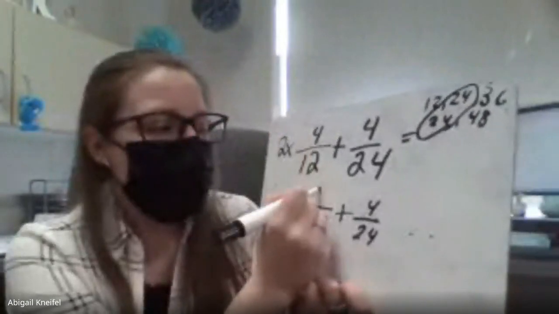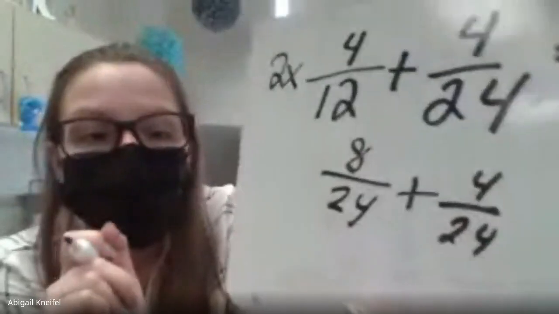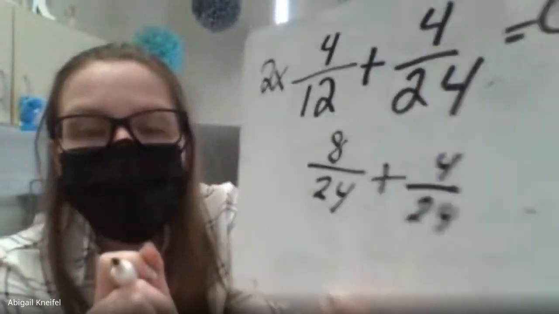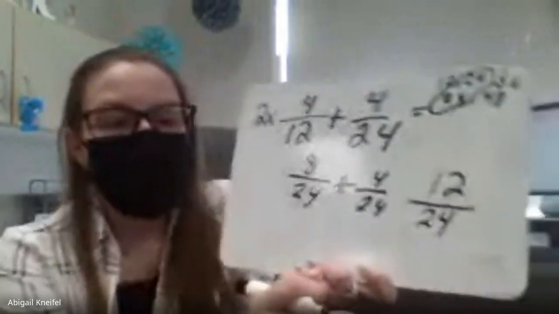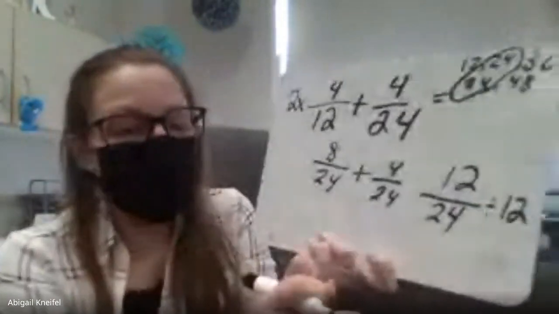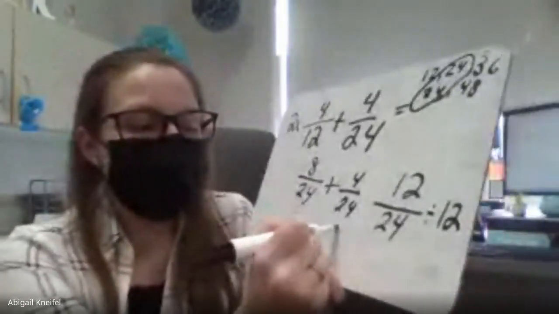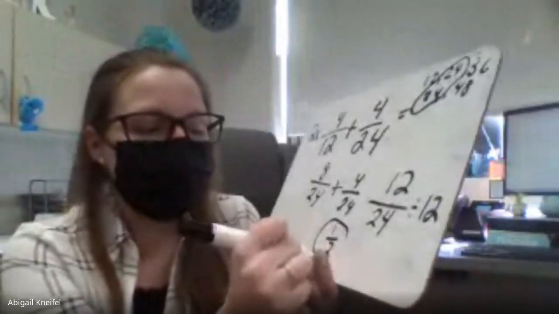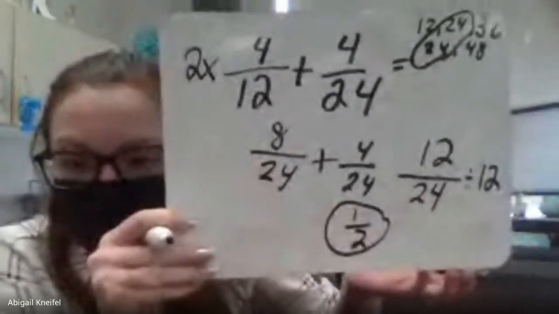2 times 4 is 8. So now I have 8/24 plus 4/24. 8 plus 4 is 12 over 24. Am I finished? No, I'm not finished because we can simplify. 12 can go into itself, and it can also go into 24. So your answer should be 1/2. I repeat, 1/2.